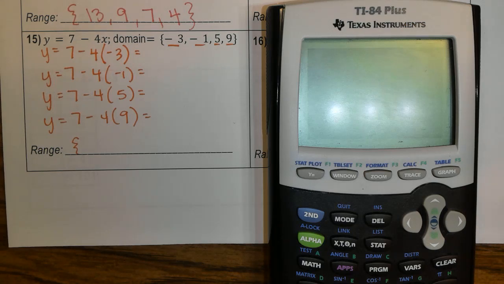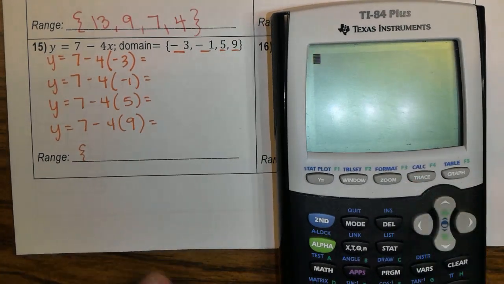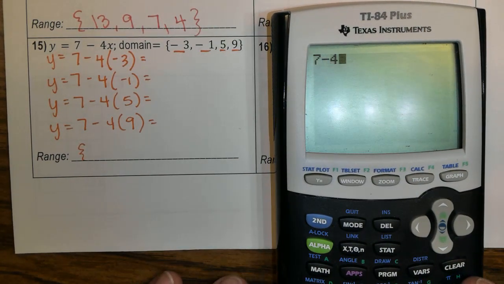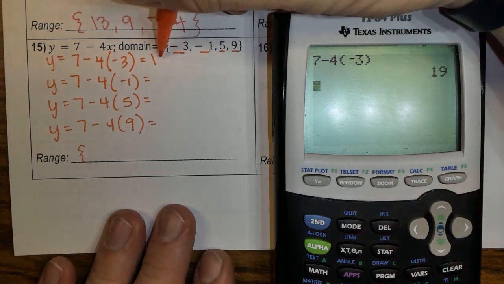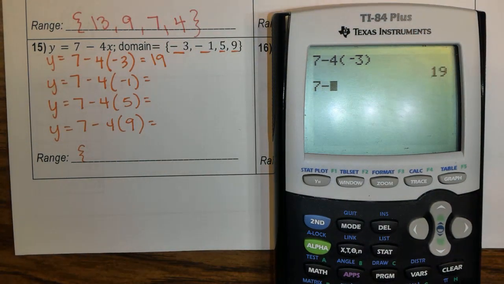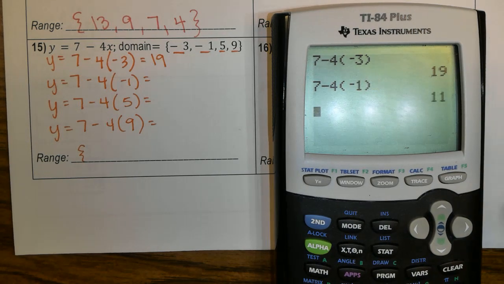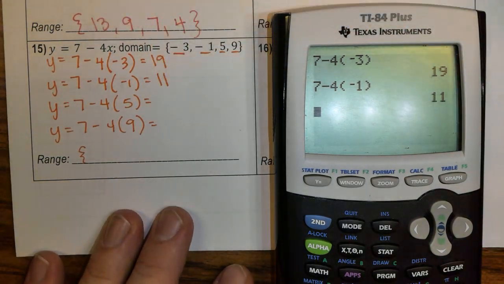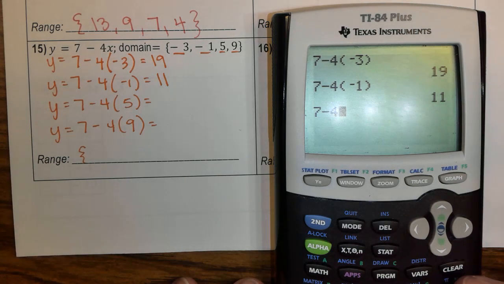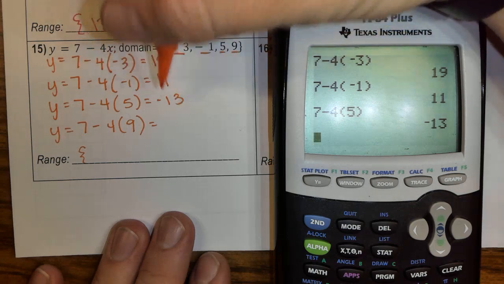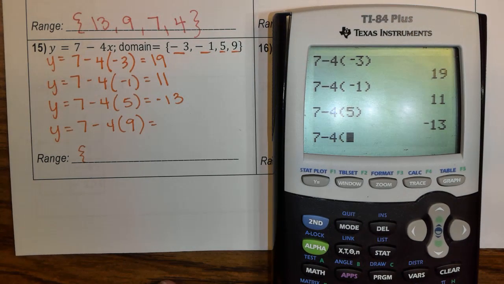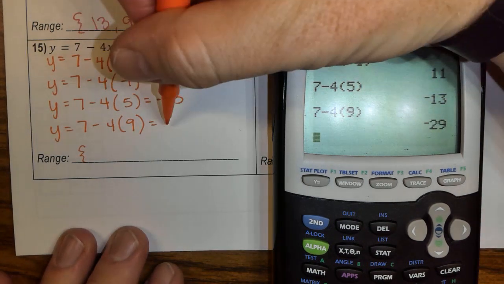Sweet. Okay, so I'm going to type these in just one by one and get my 4 answers. So I have 7 minus 4, parentheses, negative 3. 19. 7 minus 4, parentheses, negative 1. 11. 7 minus 4, parentheses, 5. Negative 13. And 7 minus 4, parentheses, 9. Negative 29.